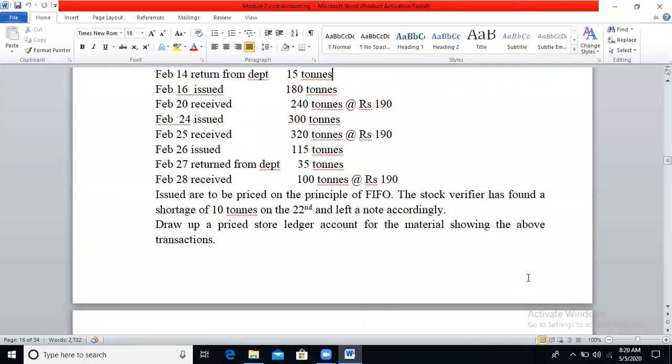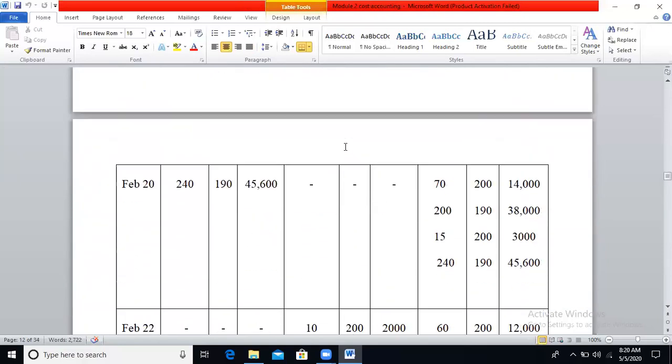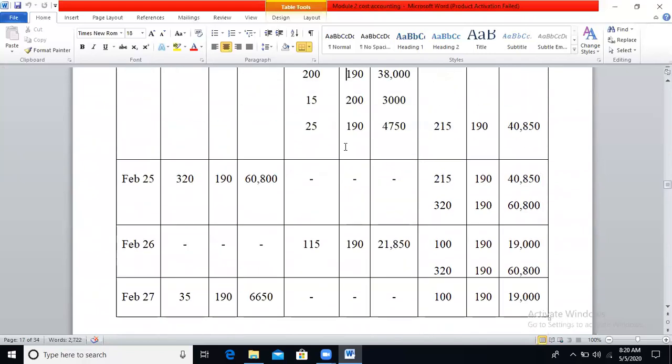And the next transaction is February 26th. We are issuing 115 tons. February 26th issue, 115 tons to be issued. So see the first balance. We can issue all the 115 tons from the first quantity only. So if you issue 115 tons out of 215 tons, the remaining balance will be 100 tons. The price will be 190. So 100 into 190, you will get 19,000. Still we have the new receipts, that is 320 tons at rupees 190. The total value will be 60,800.